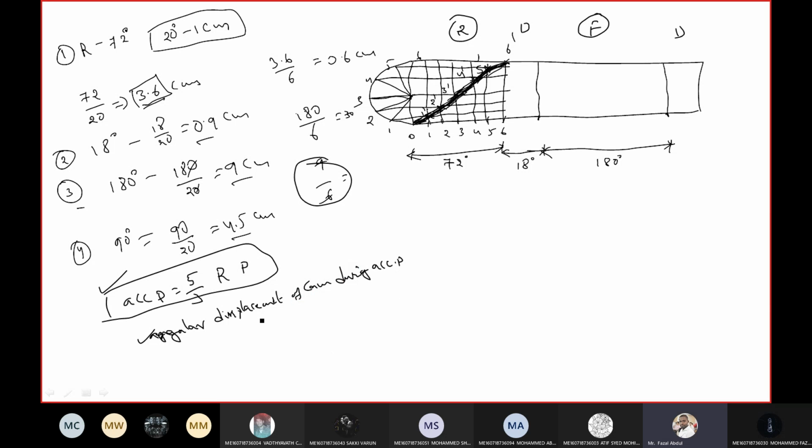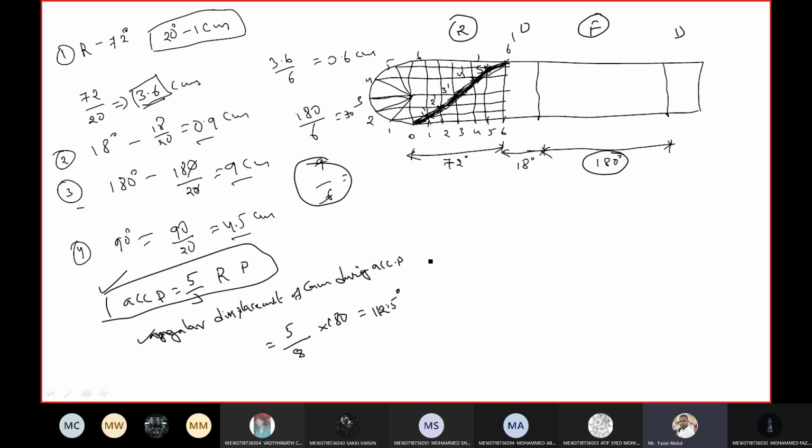Now, the angular displacement of the cam during the acceleration period. Here I'm telling the procedure for how to calculate this one. Here, instead of writing 3, calculate 5 plus 3, how much? 5 plus 3 is 8. So 5 by 8 into the angular displacement before, 180 degrees, multiply with 180 degrees. So how much is this value? 112.5 degrees.